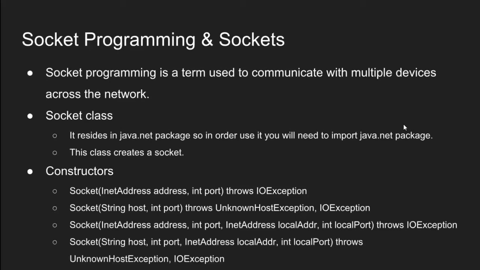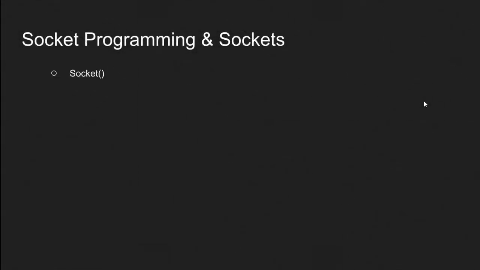Fourth one is Socket. Arguments are string host, integer port, InetAddress local address, integer local port. And you will need to handle UnknownHostException and IOException. This is again the same as the previous one. Only difference is the string argument. Socket. This will create an unconnected socket. That's why the connect method is used to specify the server.